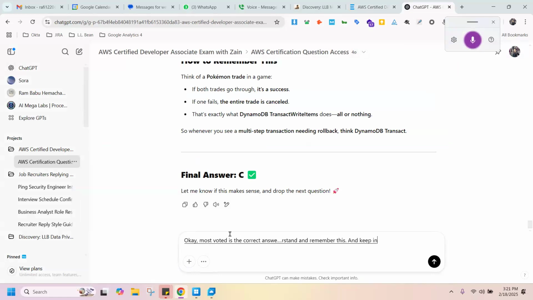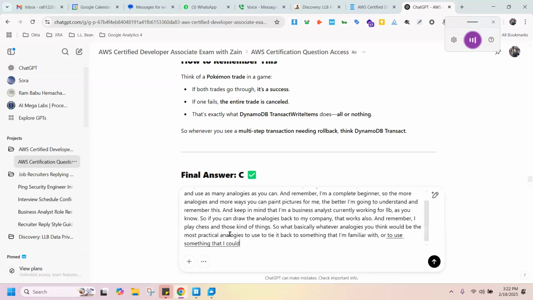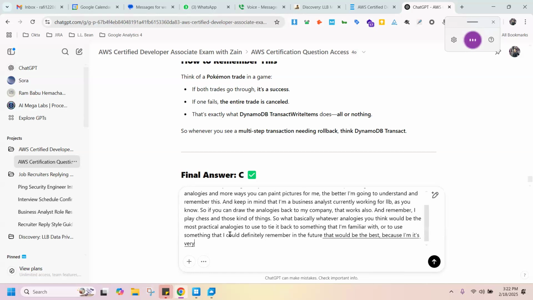And keep in mind that I'm a business analyst currently working for LL Bean, as you know. So if you can draw the analogies back to my company, that works also. And remember, I play chess and those kinds of things. So whatever analogies you think would be the most practical to tie it back to something I'm familiar with, or something I could definitely remember in the future, that would be the best because it's very abstract for me. So I need you to make it very concrete by using analogies, breaking it down like a beginner, and painting different types of pictures and scenarios so I can really engage with the content the most.